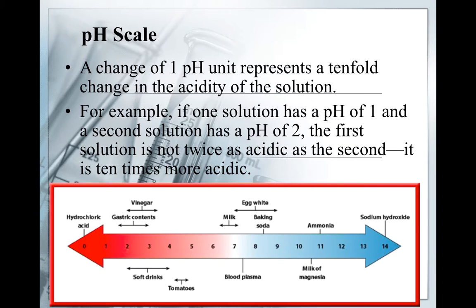The numbers on the pH scale actually represent a large difference between the acidity or alkalinity of substances. A change of 1 pH unit represents 10 times the change in the acidity of a solution. For example, if one solution has a pH of 1 and a second solution has a pH of 2, the first solution is not twice as acidic as the second, it is 10 times more acidic.